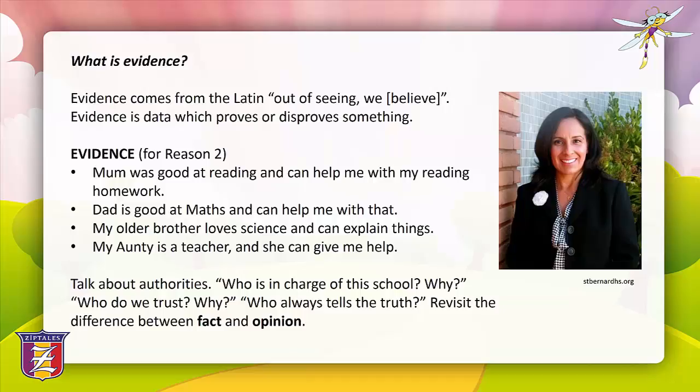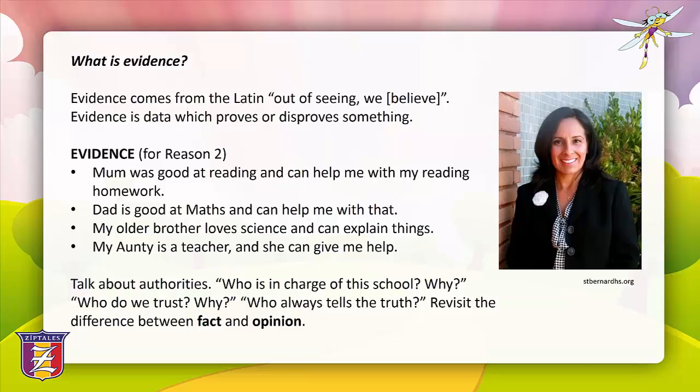For example, evidence for the homework. Evidence for reason 2 of what we're talking about. So reason 2 was my parents can help me. So evidence: Mum was good at reading and can help me with my reading homework. Dad is good at maths and can help me with that. My older brother loves science and can explain things. My auntie is a teacher and she can give me help.